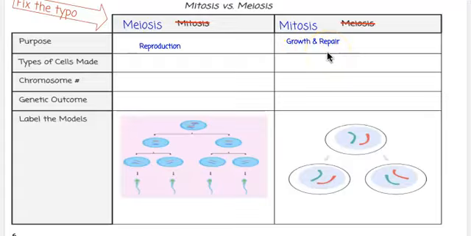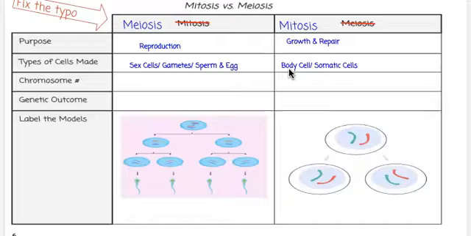Now these two make totally different types of cells. Meiosis, since we're talking about reproduction, only makes two types of cells, and that is sperm and egg cells. These are interchangeable vocabulary: sex cells still mean sperm and egg, gametes still means sperm and egg, and of course, sperm and egg means sperm and egg. These are the different types of cells that are responsible for reproduction.